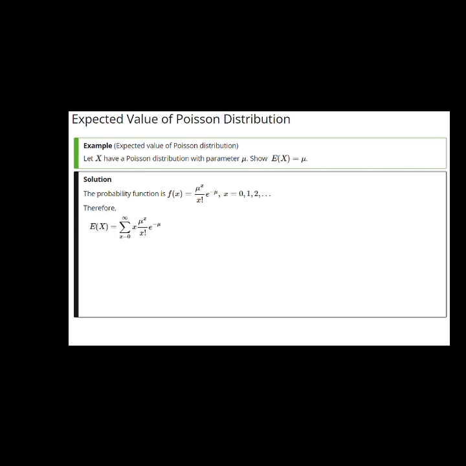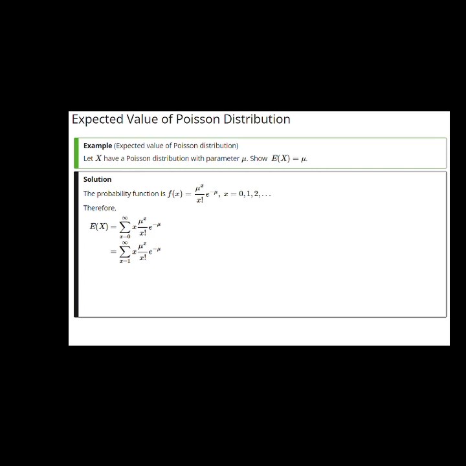So the expected value of x is the sum over all values of x, 0 to infinity, x times this probability function, f of x. You'll notice that the first term in this sum, corresponding to x equals 0, is 0, because it's 0 times f of 0. Because it's 0, we can omit it and begin the sum at x equals 1. You'll also notice that x times mu to the x divided by x factorial has an x in the numerator, and there's also a factor x contained in x factorial in the denominator.